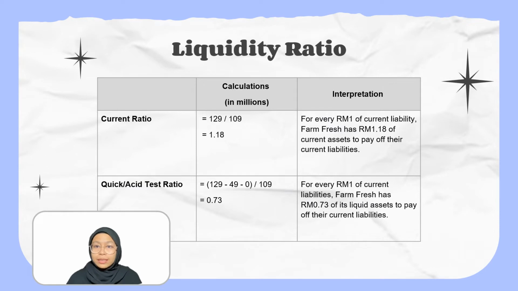First and foremost is the liquidity ratio. Under liquidity ratio, there are the current ratio and the quick or acid test ratio. The calculation of these ratios is shown in the slides. As for the interpretation of the current ratio, for every RM1 of current liability, Farm Fresh has RM1.18 of its current asset to pay off its current liabilities. Next, for the quick test ratio, for every RM1 of current liabilities, Farm Fresh has 0.73 cents of its liquid asset to pay off its current liabilities.